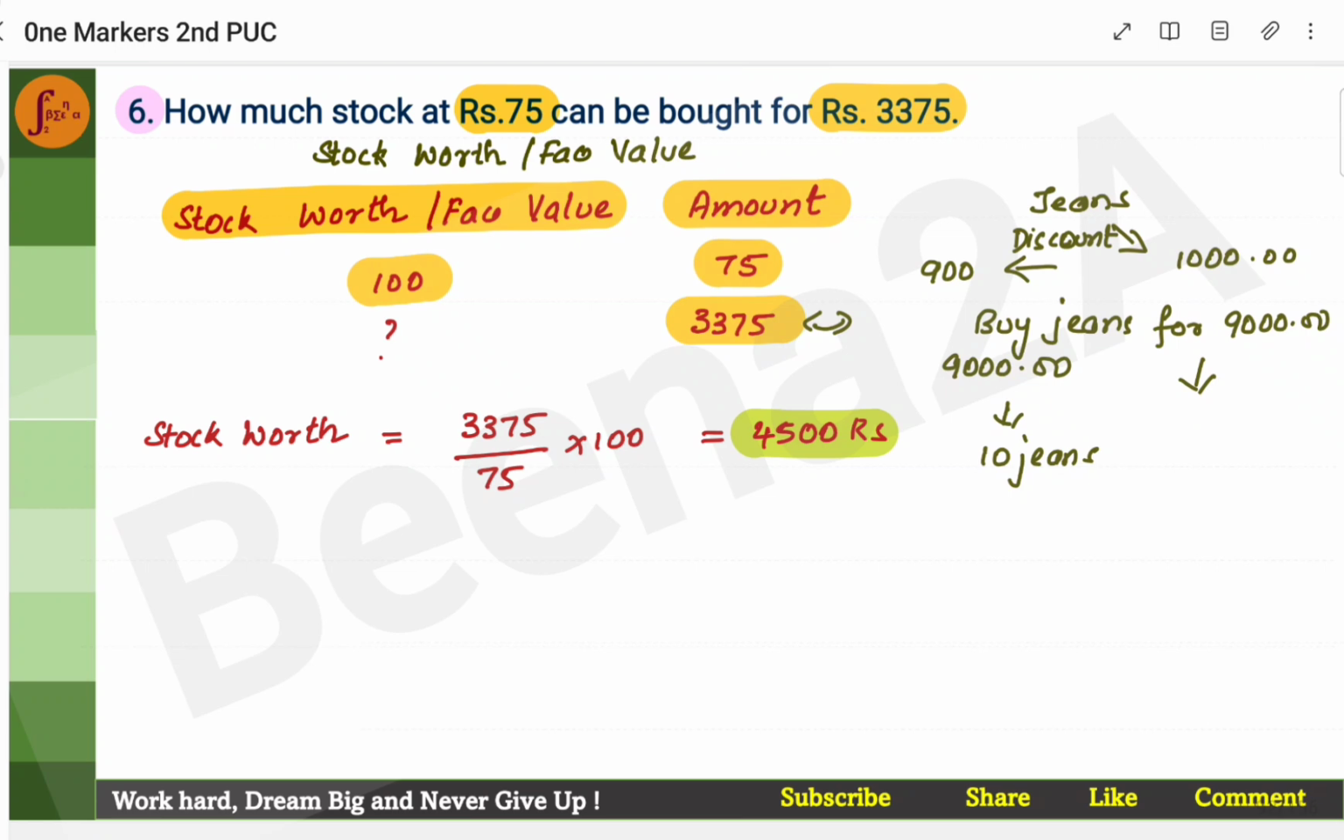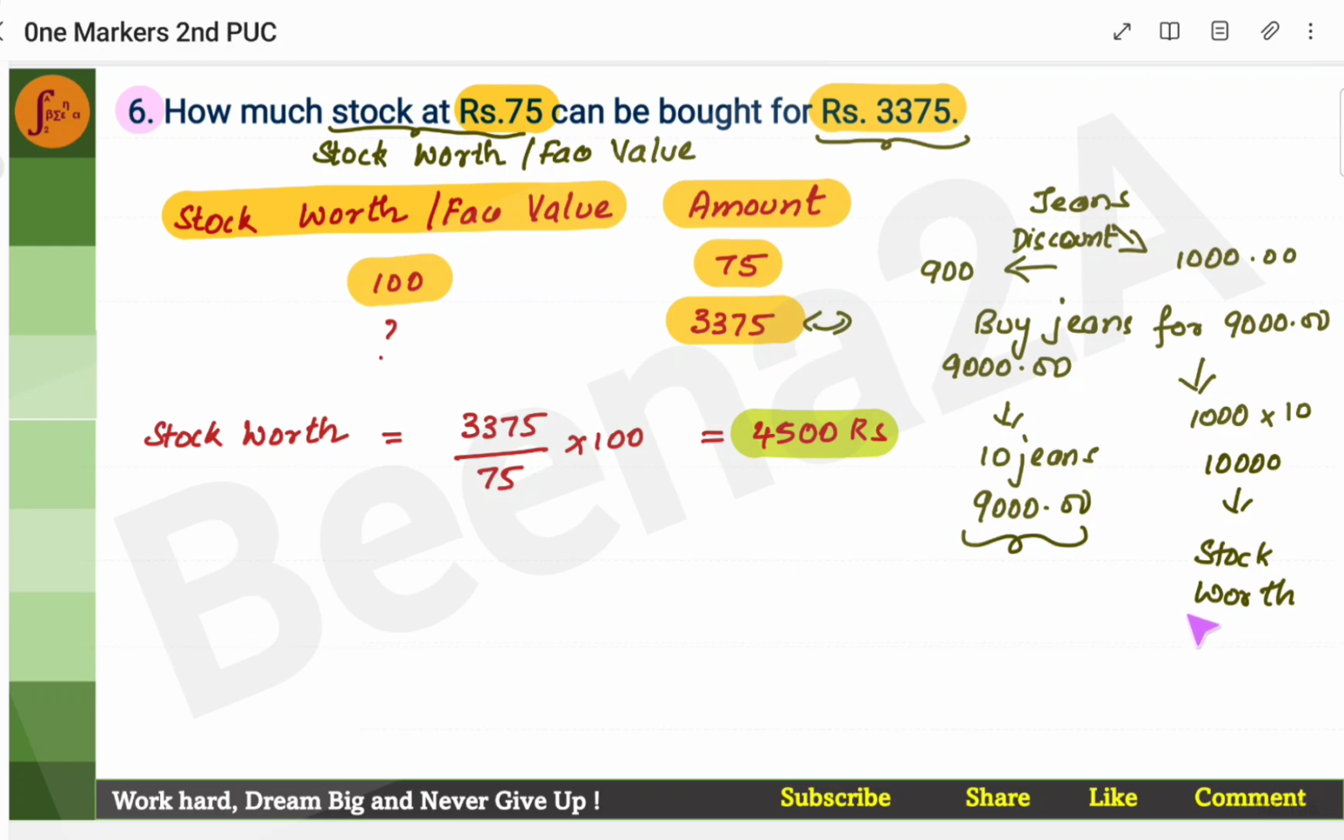But what is the worth of that jeans? It's actually 1,000 into 10 jeans that I've bought. So it's actually 10,000 rupees. So the worth of the jeans is 10,000, but I buy it for 9,000. I buy 10,000 rupees worth jeans for 9,000 rupees. Now here, that's what I have to find. Here, how much stock worth I can buy for rupees 3,375. Same question: how much worth of jeans I can buy for 9,000 rupees?